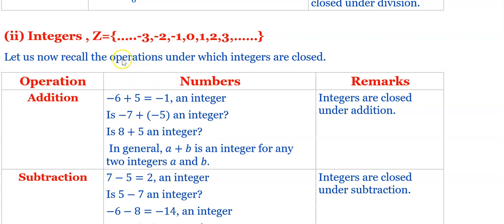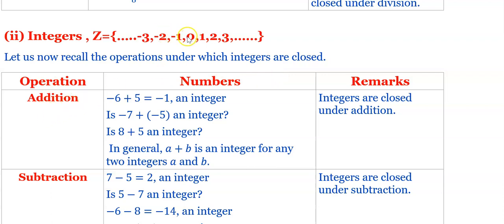Now we'll take the set of integers. Z is equal to minus infinity up to minus 3, minus 2, minus 1 and 0, 1, 2, 3 up to infinity. Now let us recall the operations under which integers are closed. Okay. Now first operation, addition.